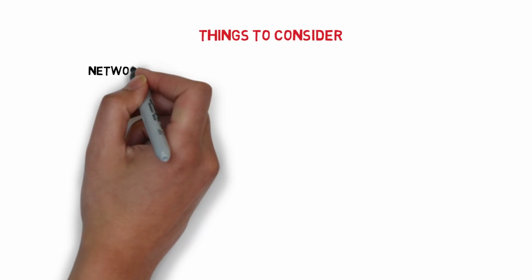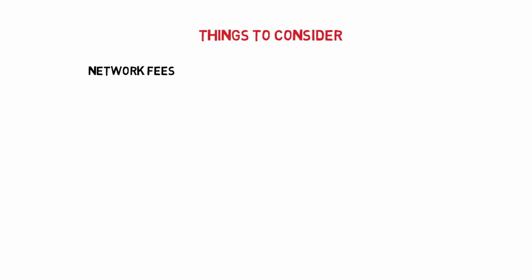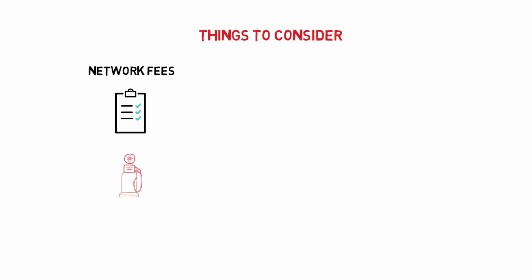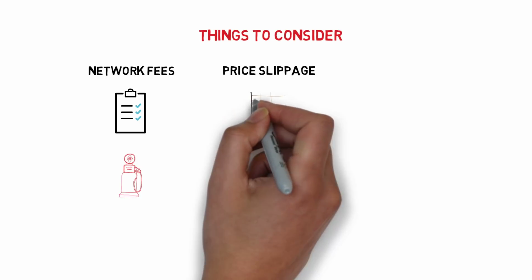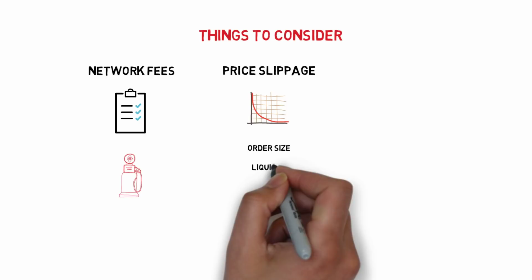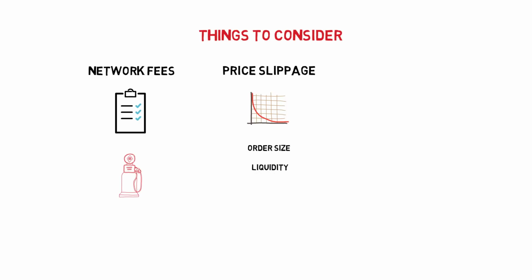Network fees. Arbitrage transactions with multiple steps can be quite expensive. Always take transaction fees into account when calculating your profits. Price slippage. Always calculate how much price slippage you'll experience while executing your order. A hint, it depends on the size of your order and the liquidity present in the liquidity pool.